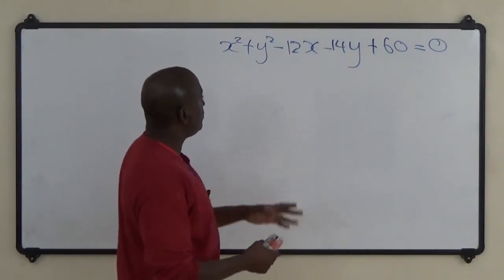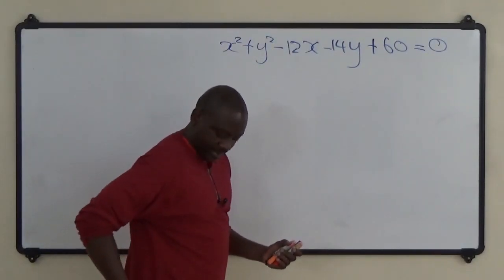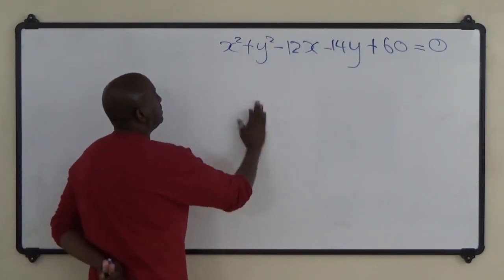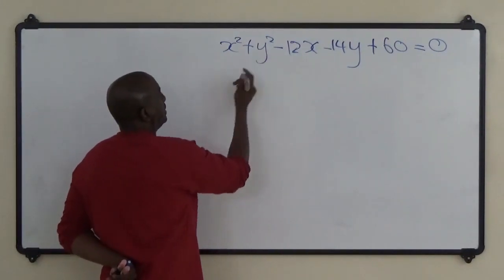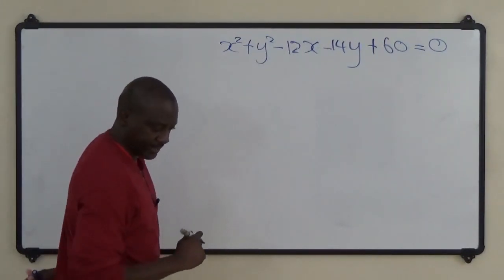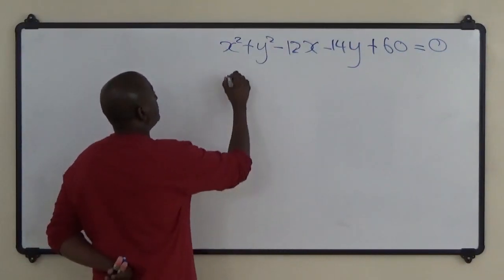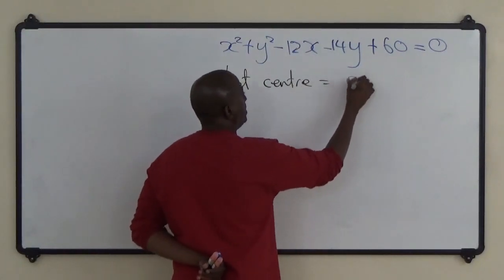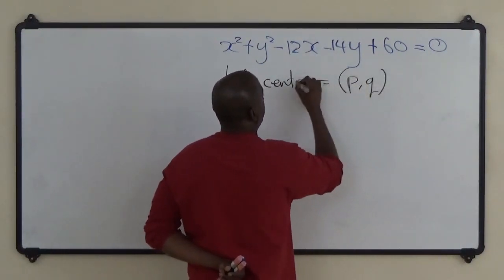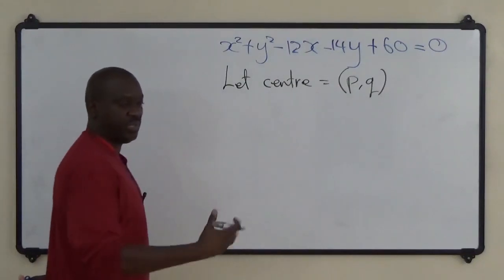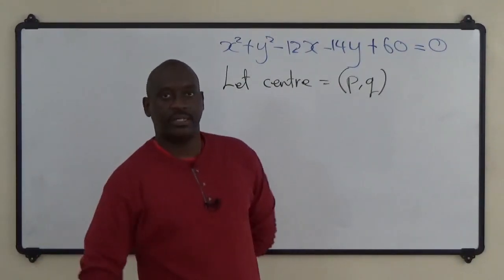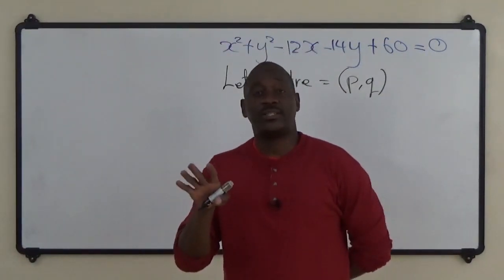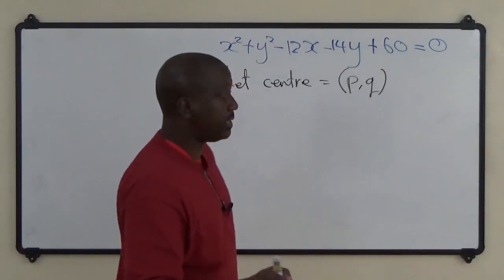Once you remember the relationships that we had from the last set of working, you know immediately that you could say, let the center equal P, Q. So you assign two variables to the center. P, Q, A, B, F, G. Not X, Y, because you're already using X, Y for the circle. Whatever two letters you want to choose, you run with that. Just make sure you keep it consistent.